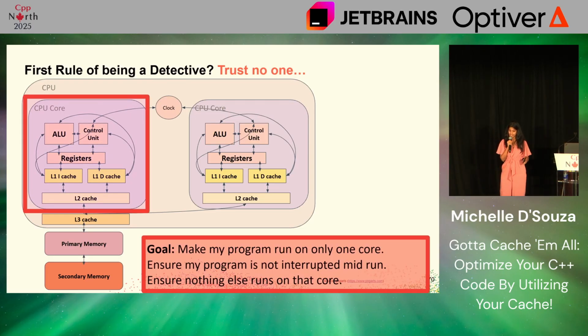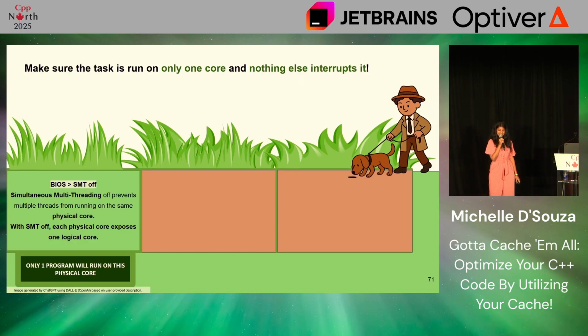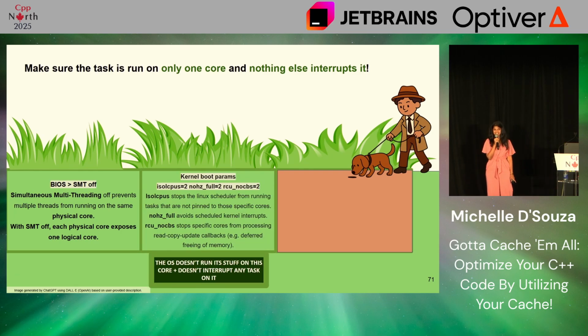And so what I tried to do next was to isolate my program to only one core, making sure it's not interrupted mid-run and ensuring that nothing else runs on that core. To do this, I first tried making sure only one program would run on this physical core. So I actually went into the BIOS on my PC and turned off simultaneous multi-threading, SMT. And this prevents multiple threads from running on the same physical core. My PC became super slow after that, but we'll not talk about that here.